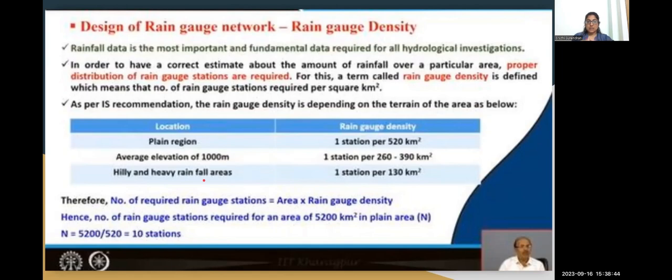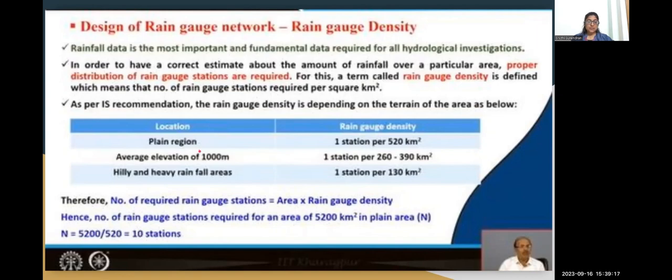Is it a steep area? Is it a plain area? Is it a hilly area? What type of area it is, is one factor determining the number of rain gauges to be kept in a particular area to record the rainfall. So, as per IS recommendation, based on the terrain, the recommendation for rain gauge density is 1 for every 520 kilometer square. So in plain regions, every 520 kilometer square requires only one rain gauge.